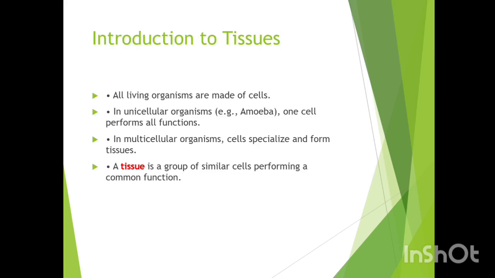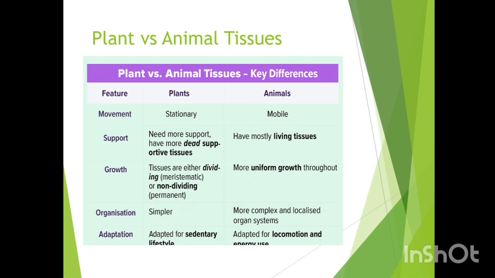In unicellular organisms like amoeba, one single cell performs all life functions. But in multicellular organisms, different cells take up different jobs. These specialized groups of cells form what we call tissues. So each tissue performs a particular function efficiently.